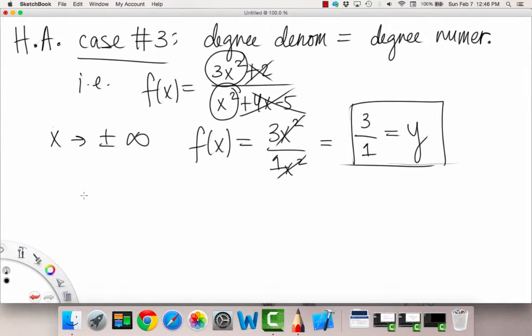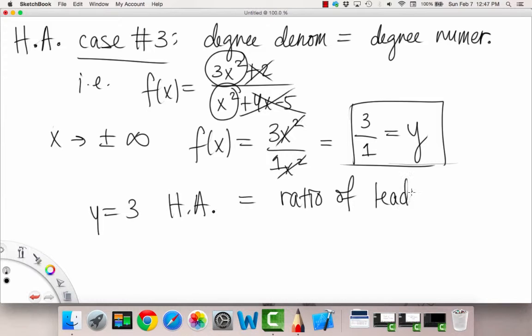And the more general formula would be that since we have y equals 3, this is our horizontal asymptote. So the horizontal asymptote, when the degrees on both the top and the bottom are equal, is given by the ratio of leading coefficients. You don't do anything fancy. You just look at the coefficients and say our horizontal asymptote is going to be y equals 3 over 1, which is the same thing as y equals 3.